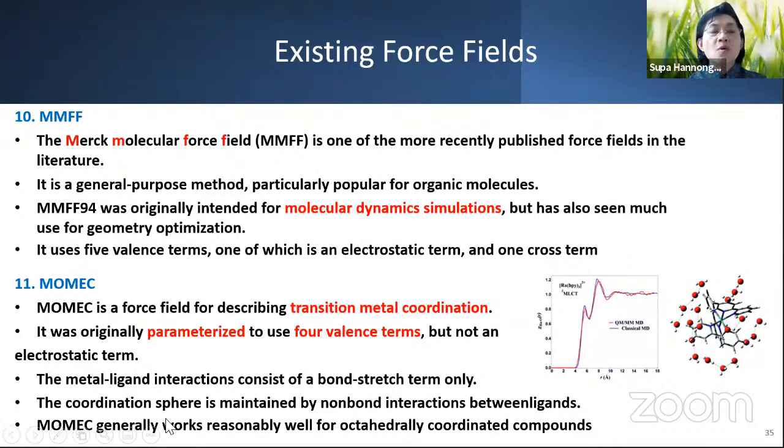So MOMEC generally works very well for octahedral coordinated compounds. And the picture on the right-hand side is just a system to give you an idea of the complex of the metal and the organic system, and sometimes there are water molecules. Sometimes if we need a highly accurate method, we may apply molecular mechanics with quantum mechanics, right? This is also interesting.